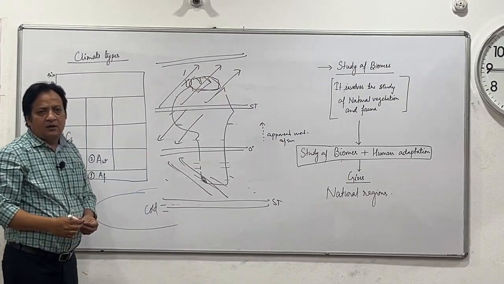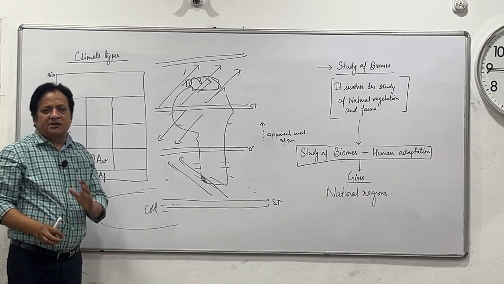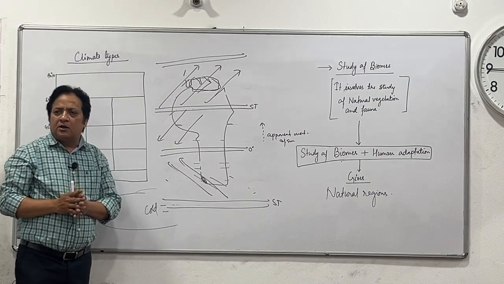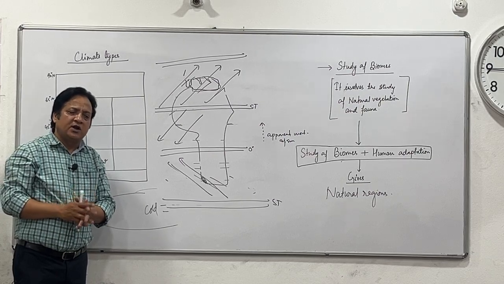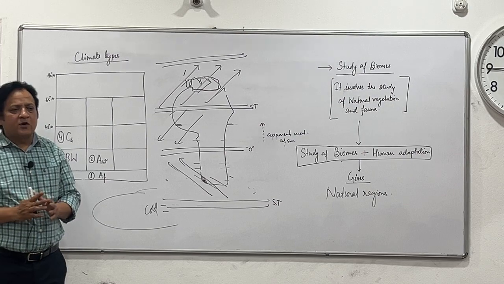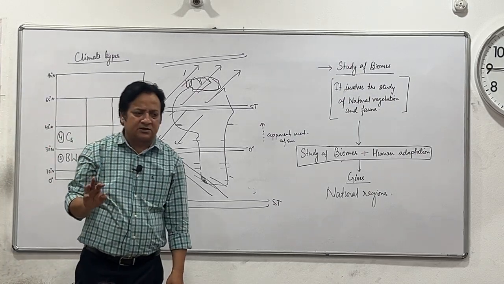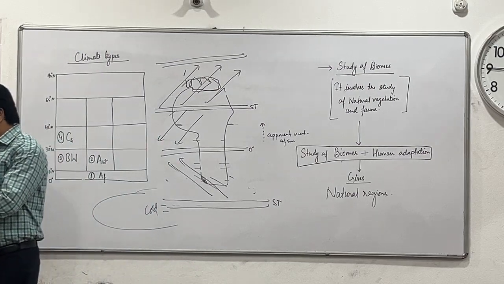ठीक है? Last one में आ रहा है. So this is your shifting of the pressure belt, which is responsible for changing the direction of the wind, which becomes offshore during summer and becomes onshore during winter, causing winter rainfall. ठीक है? This is about the Mediterranean type. I have just given you brief explanation of this. Okay? So this is about the scheme and climatic type.